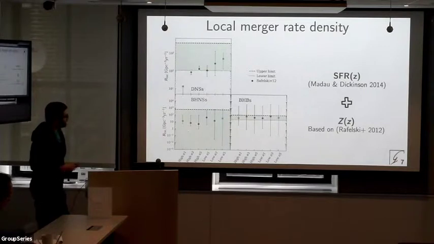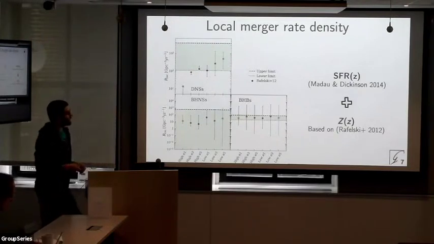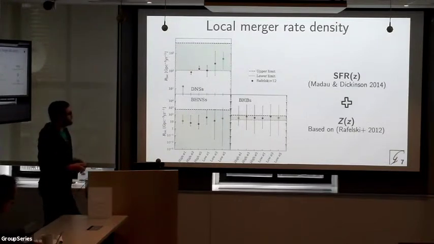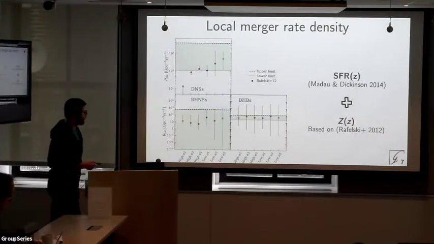The error bars are the maximum range we have if, instead of considering the evolution of metallicity across cosmic time, we consider a constant value for the metallicity.